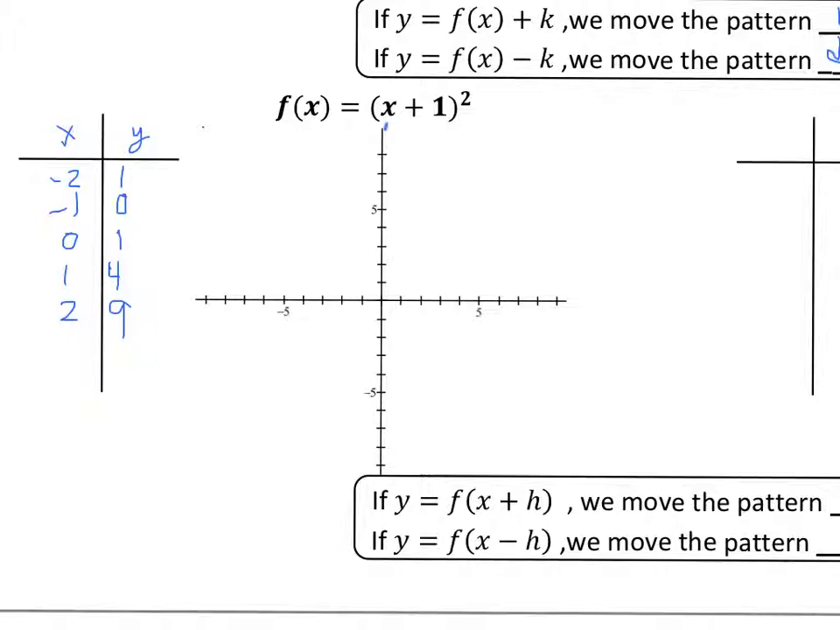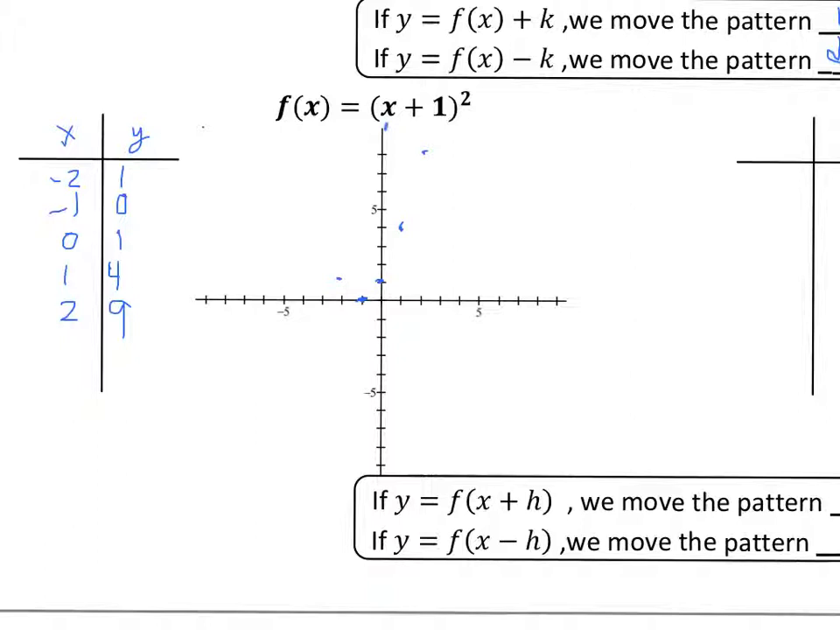Okay, so let's plot those points. Now, just looking at those points, where do you think your vertex is? Which one do you think is your vertex? Okay, 0, 1. All right, let's see. Let's plot 0, 1. Now I also have -1, 0, and I also have -2 and 1. So is 0, 1 my vertex? It is not. I also have 1 and 4, and then I have 2 and 9. So which one is my vertex?